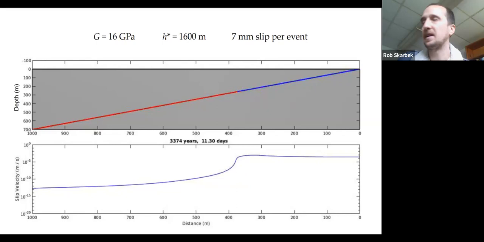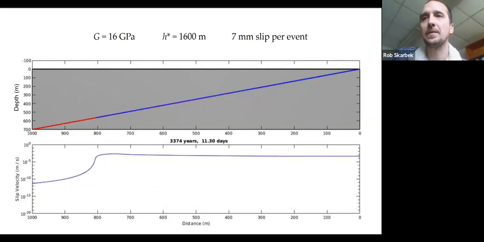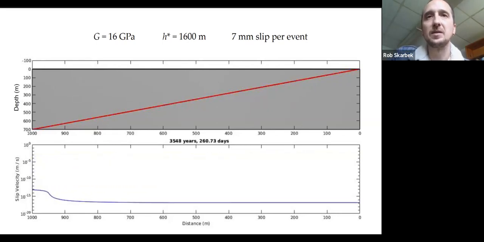So there's the second event. And this simulation produced 2 events in about 3,700 years. And each event caused about 7 millimeters of slip on that fault.